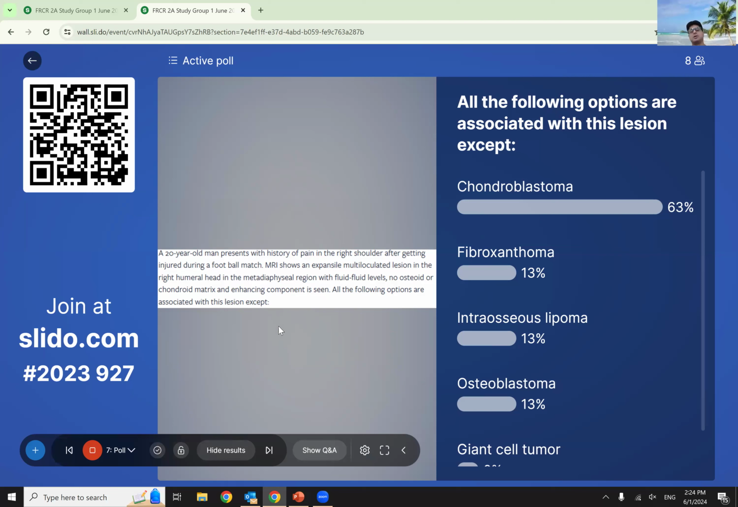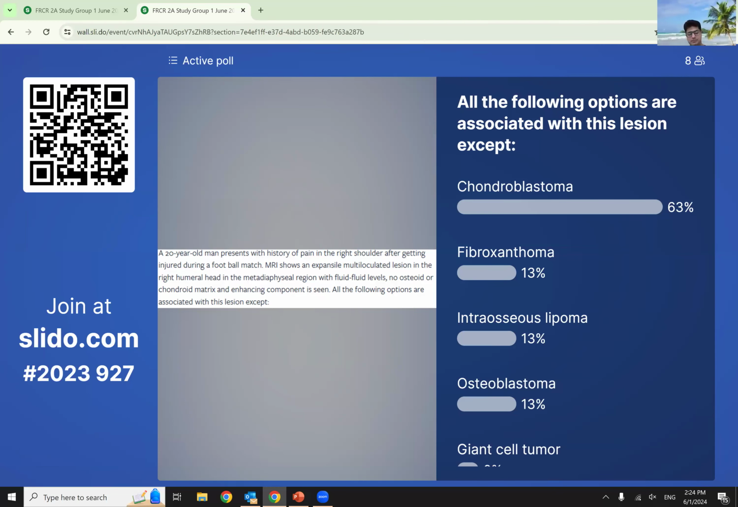So again, one of those common conditions, but a difficult question, an uncommon presentation. Again, something you just need to commit to memory. Chondroblastoma, osteoblastoma, giant cell tumor, and fibroxanthoma. Now, while we're at it, can anyone tell me the other names for fibroxanthoma? Because if you get this stem, it may not say fibroxanthoma, it might say the other 2 names for it. What are the other 2 names for it? Anyone, shout out.